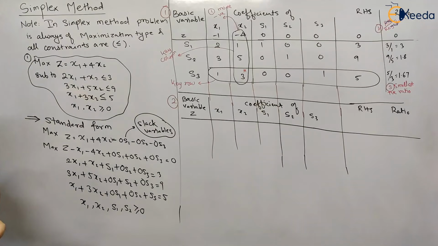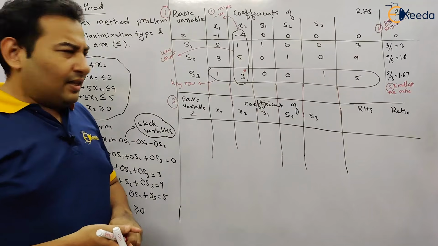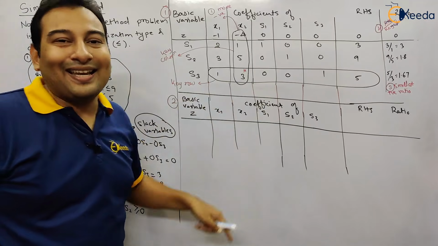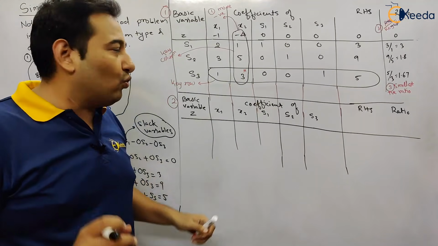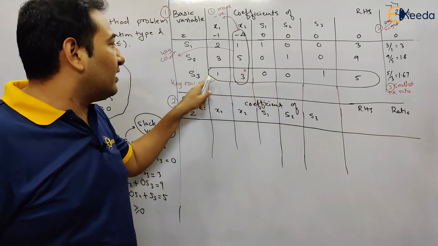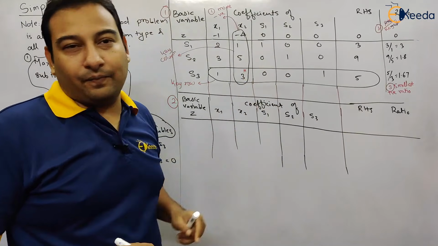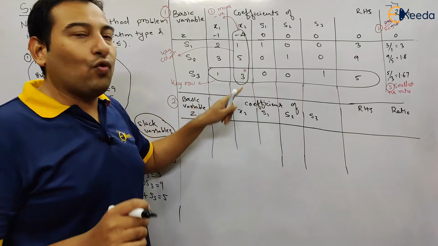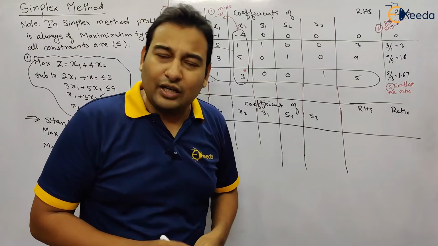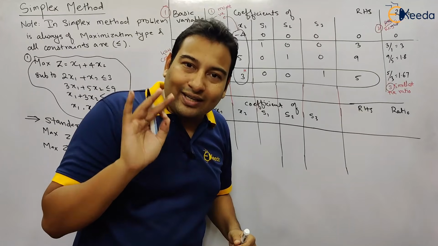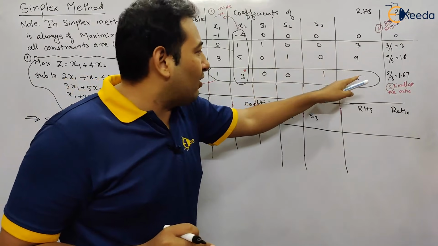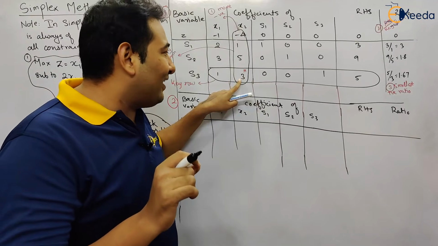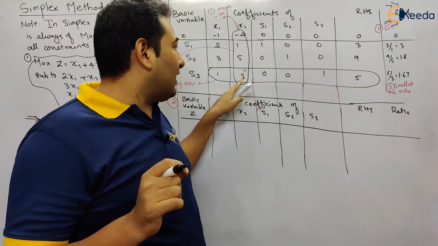Let us move on and discuss the next table. This is my key element. 3 is my key element. Now for forming the next table, the step is you need to divide this entire key row by 3, because you want to make the key element 1. It's fixed. Always, whatever is your key element, divide the entire key row with the key element so that this element will become 1.